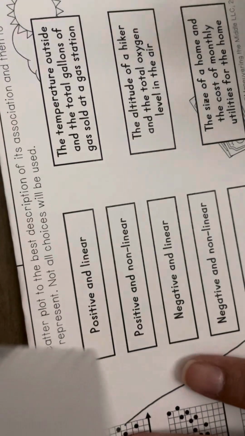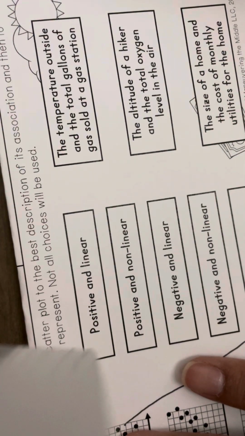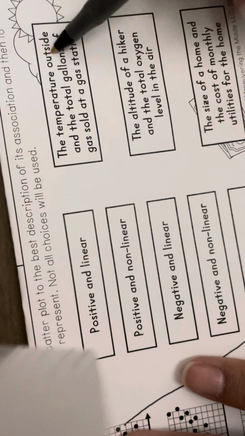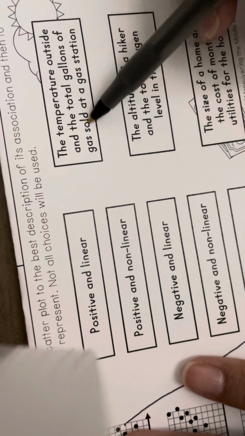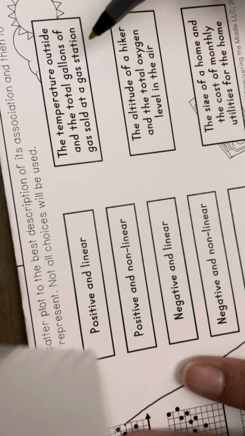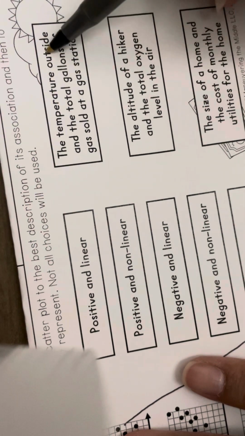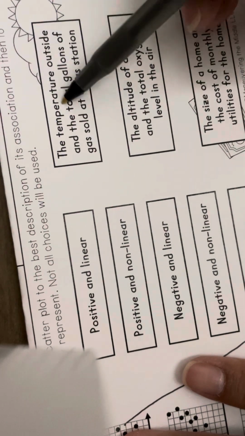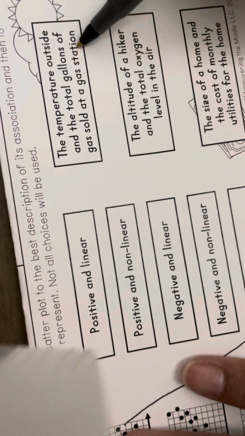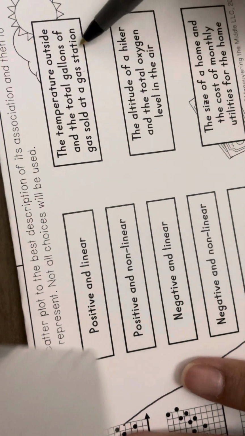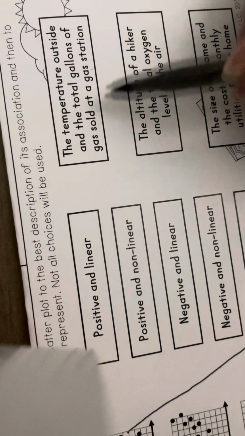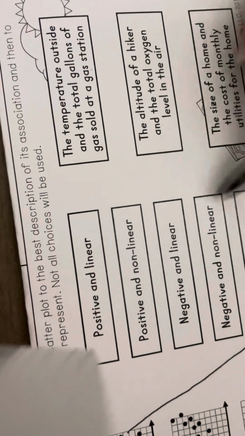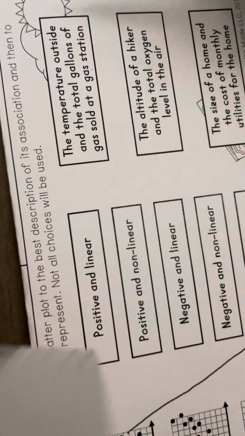Now let's look for a scenario that has nothing to do with each other. The temperature outside and the total gallons of gas sold at the gas station. So because it's cold outside, the gas station sold a lot of gas. Because it's hot outside, the gas station sold a lot of gas. I don't know, right? I don't think so. I think it might be that one. They have nothing to do with each other, but let's just read the others.